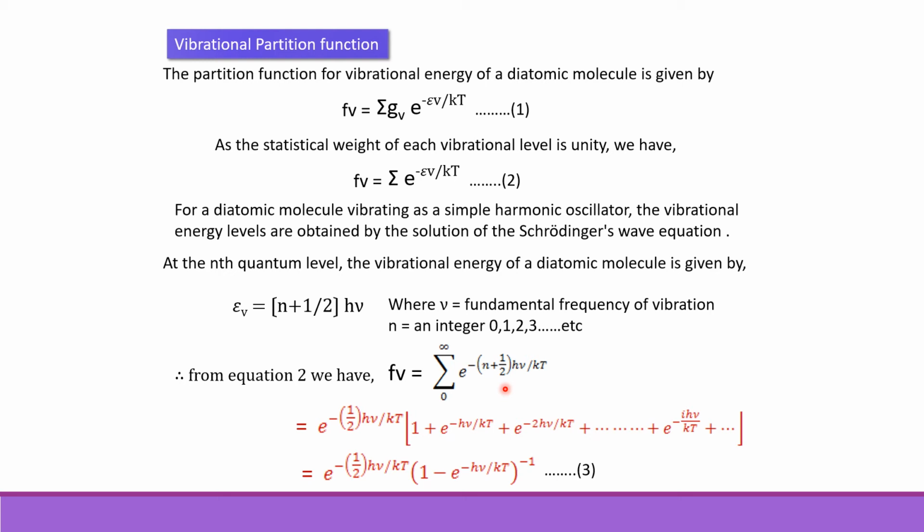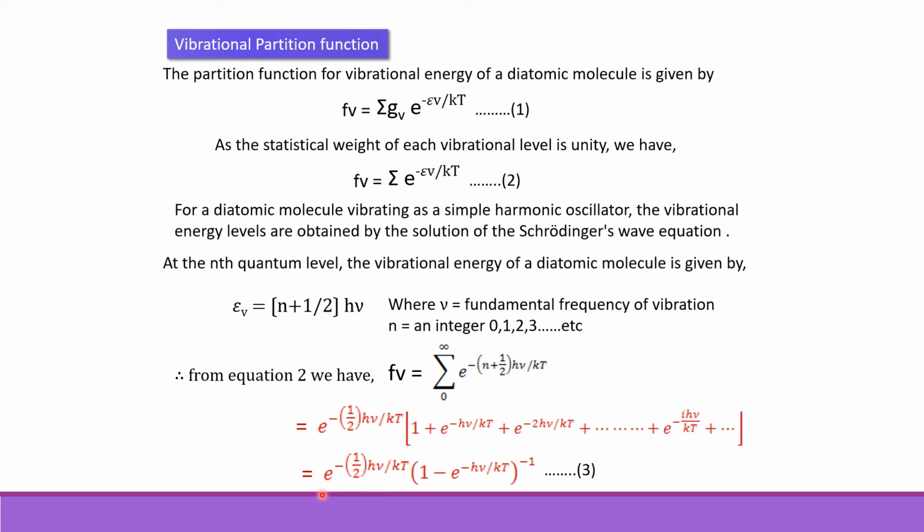So equation 2 becomes Fv is equal to summation 0 to infinity e raised to the power minus n plus half into h nu divided by kT. Now this is again a series, and the expansion of the series we are writing here: e raised to the power minus half h nu by kT in bracket 1 plus e raised to the power minus h nu by kT plus e raised to the power minus 2 h nu by kT plus and so on, plus e raised to the power minus i, this is a general term, minus i into h nu divided by kT plus and so on. So this is a standard mathematical series whose expansion is given here.